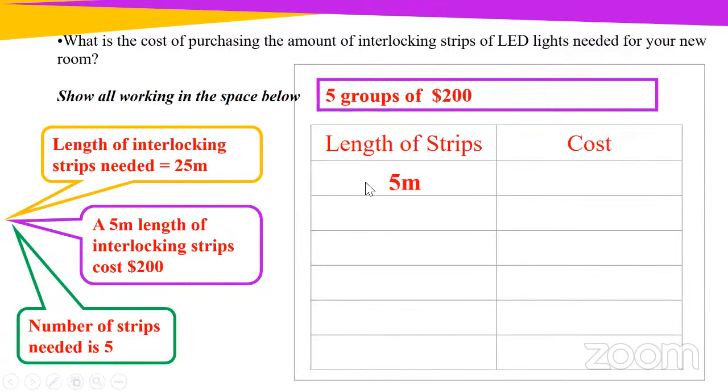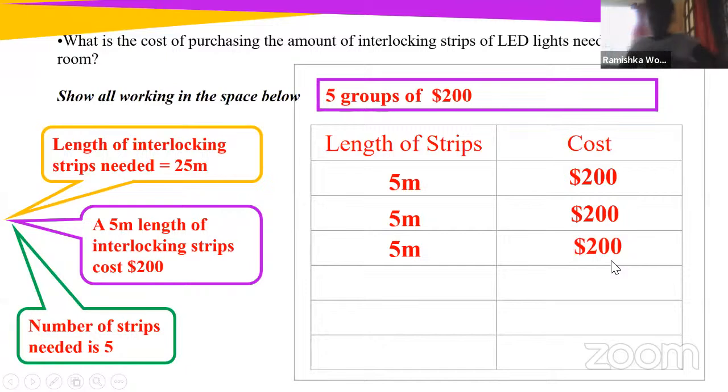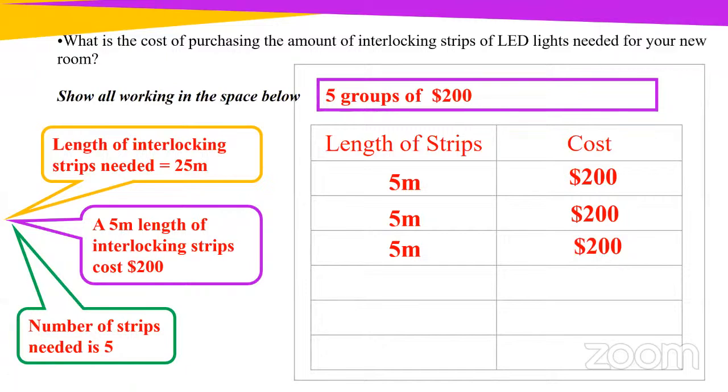So let's see how quickly we can calculate our cost. We have 5 meters with $200. Another 5 meters. How much money do we have in all now on our screen? $400. So we're going to another 5 meters. How much money do we need? $600. 5 meters. How much money? $800. 5 meters. $1000. Good job.